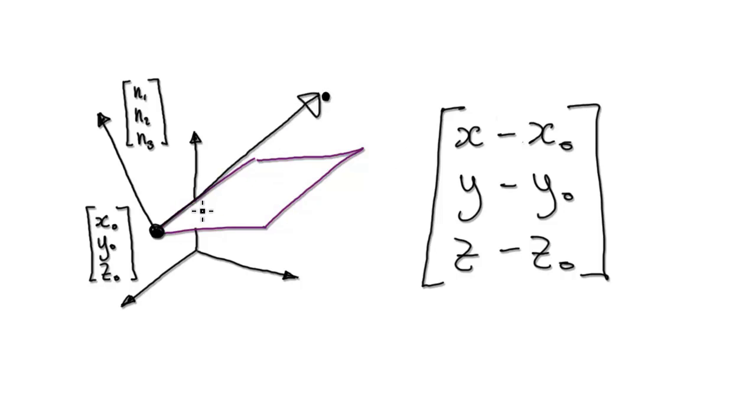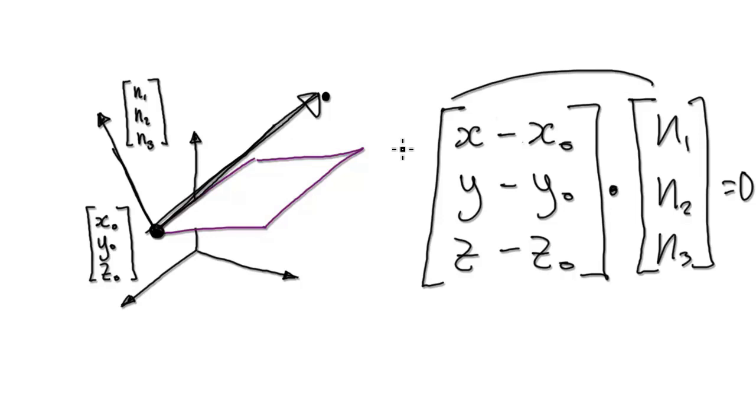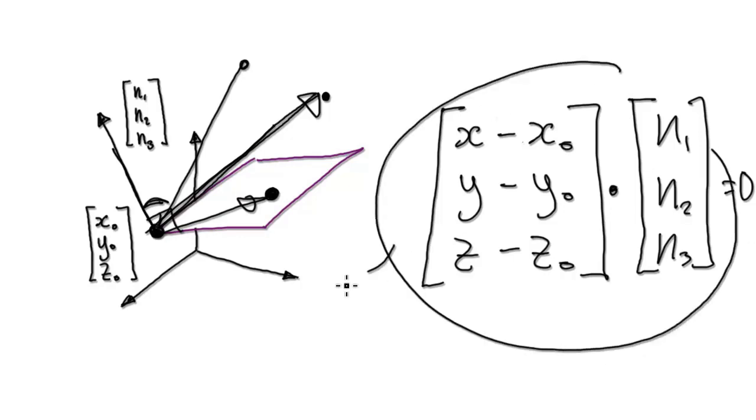Well, we need to demand that this vector be orthogonal to this. So we need to demand that the dot product of our vector and our normal vector n1, n2, n3 be equal to 0. If you make this demand, then you will describe the plane, because if you're not on the plane, then these two vectors won't be at 90 degrees. If the point is on the plane, then it will be at 90 degrees. So making this demand will be you describing the plane.